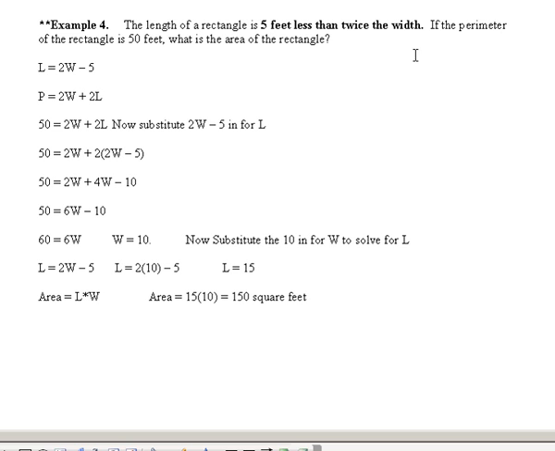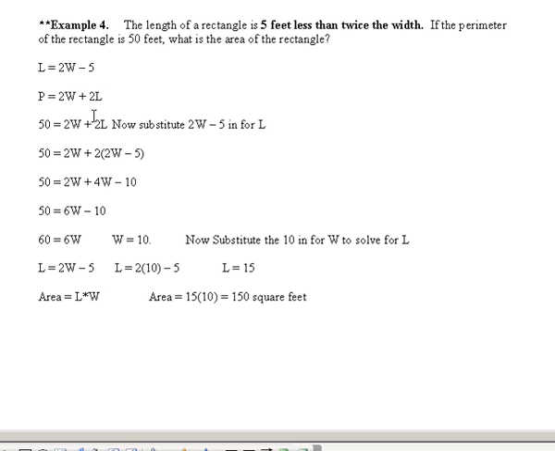Okay. If the perimeter is 50 feet, the perimeter of a rectangle is 2 times the width plus 2 times the length, because it's all the way around the rectangle, and you have 2 lengths and you have 2 widths going up and down. So that's the perimeter. Now, it tells you that the perimeter is 50, so I substitute the 50 in for P.